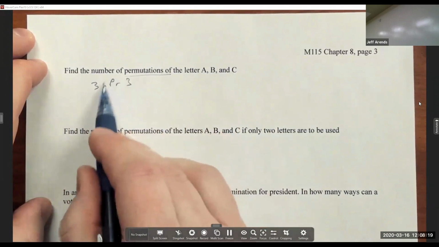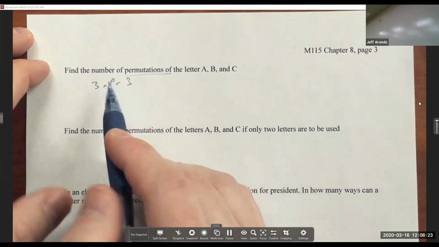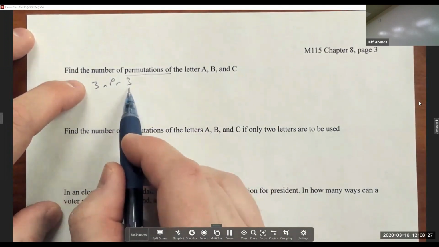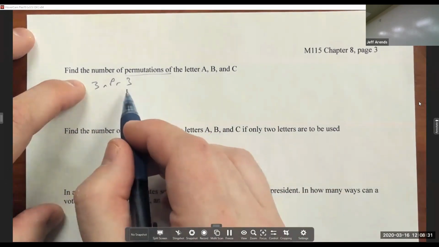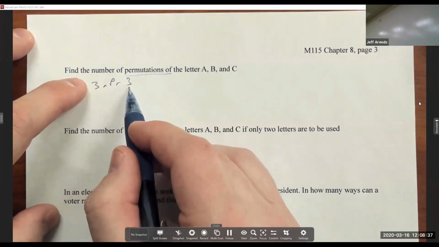I'm going to use this nPr notation rather than the P whatever notation because it's too easily confused with probability. Also, this is the way it looks when you plug it into your calculator on the graphing calculators. So that's why I'm doing it this way. Actually, it's that same way on the TI-36. So yeah, like I said, I'm going to do it this way.